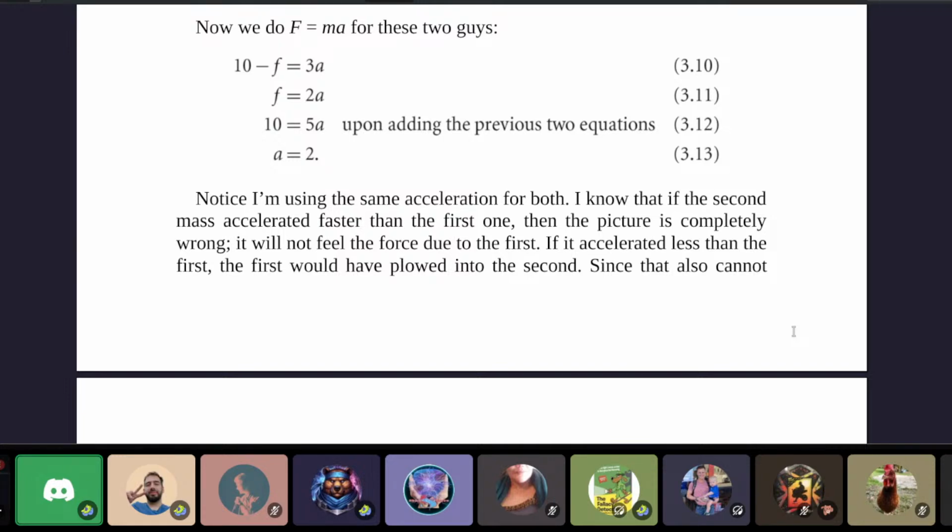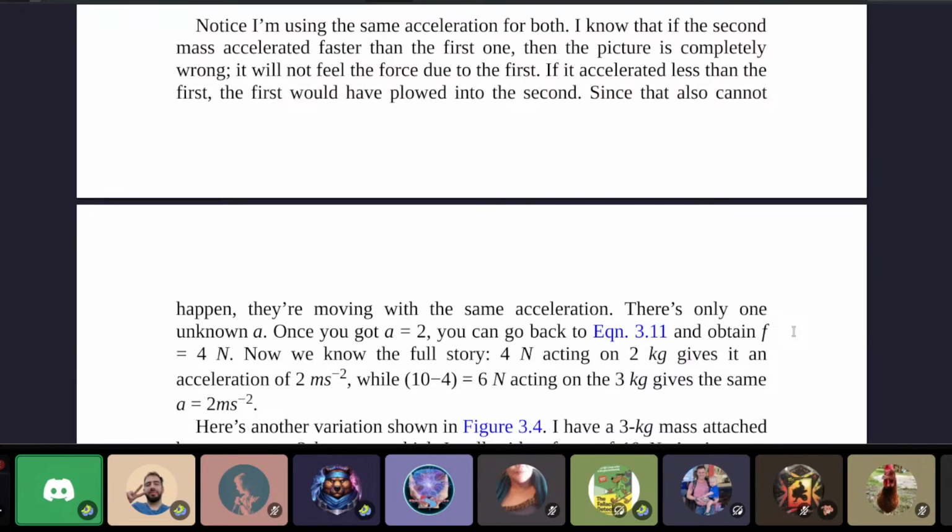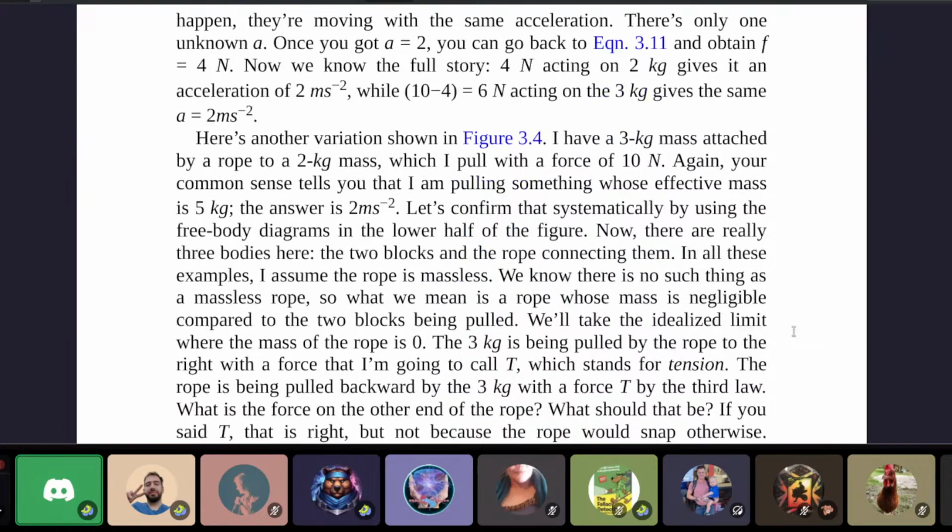I know that if the second mass accelerated faster than the first one, then the picture is completely wrong. It will not feel the force due to the first. If it accelerated less, the first would have plowed into the second. That also cannot happen, so they're moving with the same acceleration. There's only one unknown, a. Once you've got a equals 2, you can go back to equation 3.11 and obtain F equals 4 newtons.